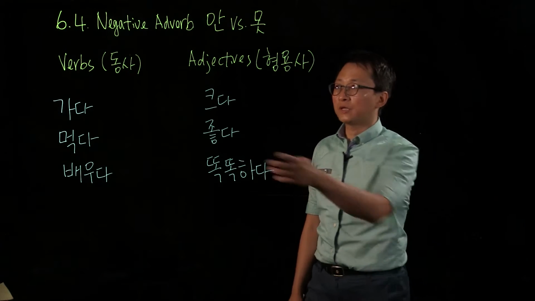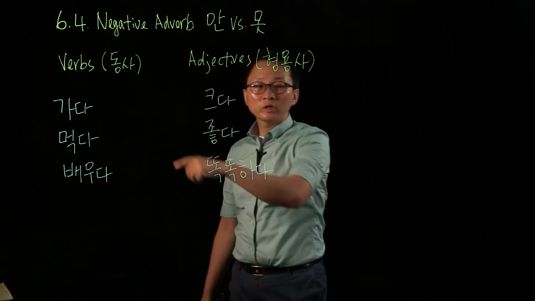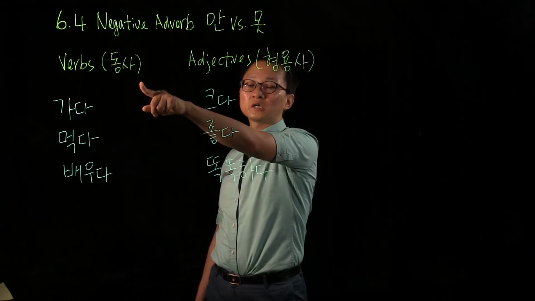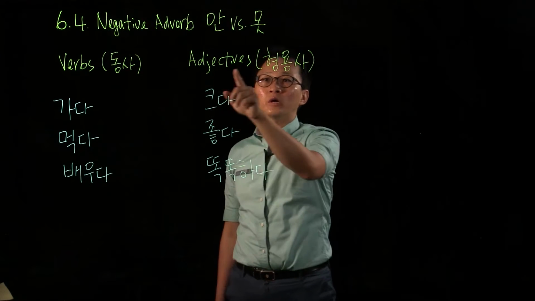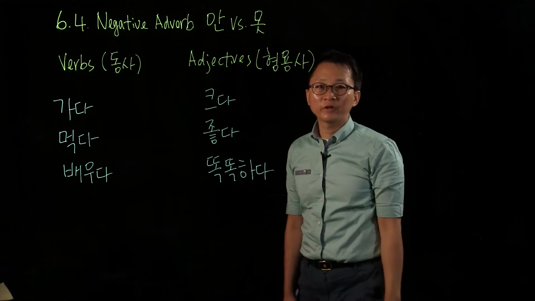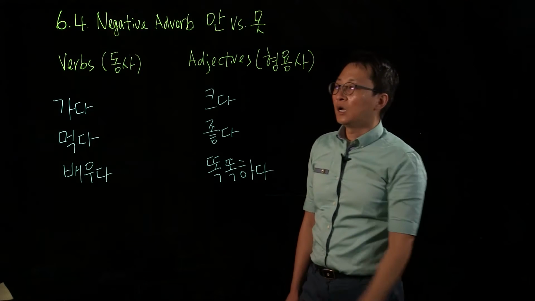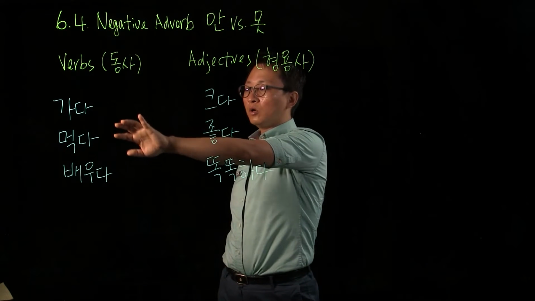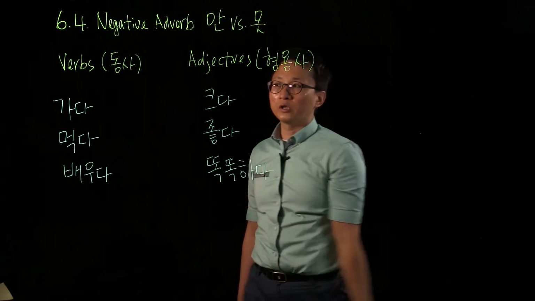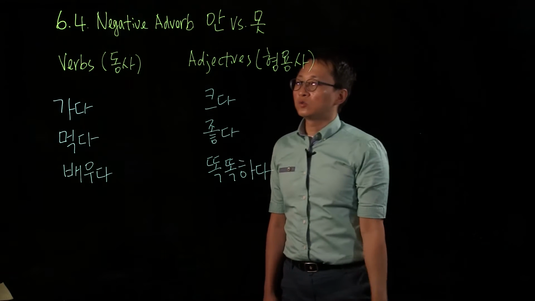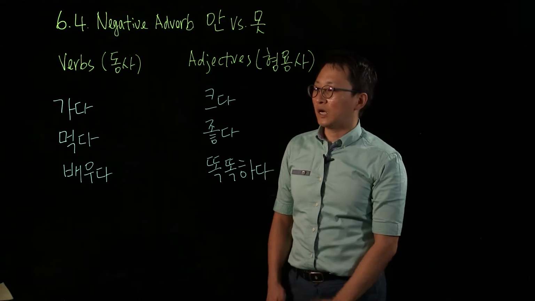So Korean verbs and adjectives. The Korean word for verb is 동사, 그래요. 동사 or adjectives, 형용사, they have their negative forms. 가다, to go, 먹다, to eat, 배우다, to learn. So how do you say, I do not go, I do not eat, I do not learn?